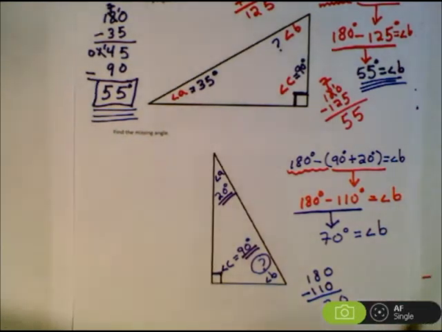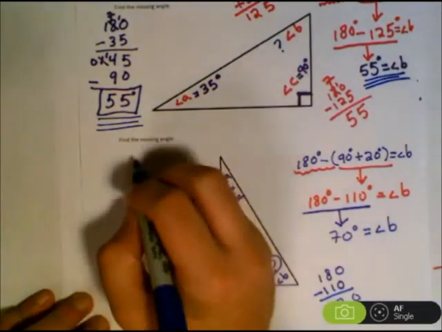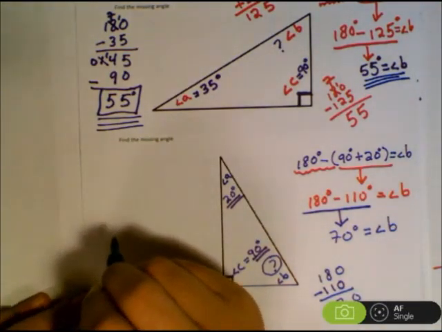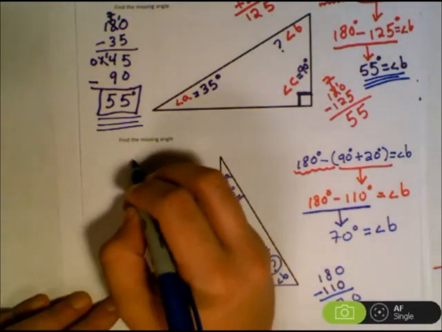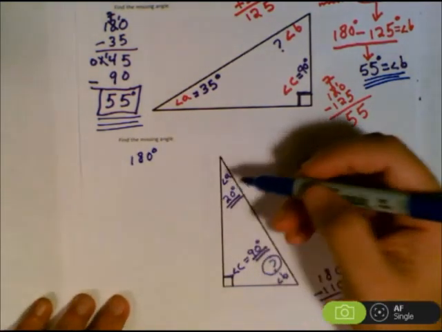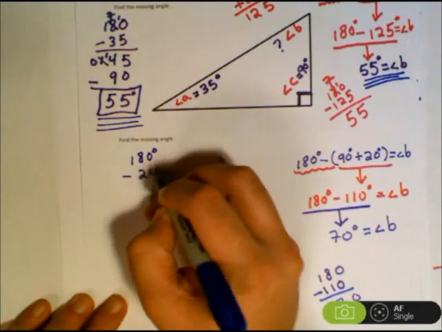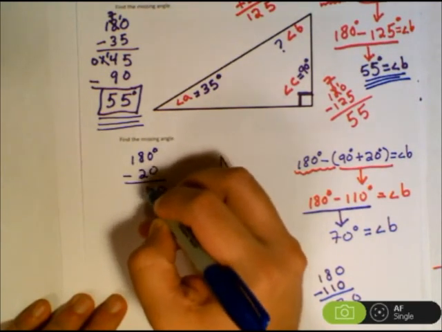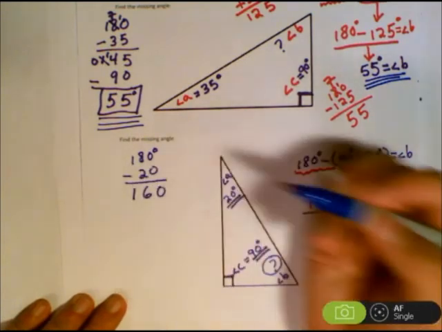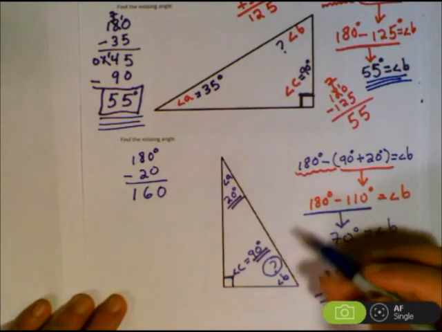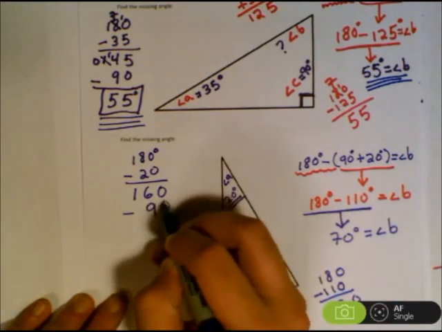Now let's think about it as money. We start off with 180 because the sum of all the interior angles in a triangle will give us 180 degrees. So let's say that I have $180, and then I gave angle A $20. So we're going to subtract 20. 0 minus 0 is 0. 8 minus 2 is 6, and we have to bring down the 1. But then I went to angle C and I gave it $90. So I'm going to subtract $90 from here.